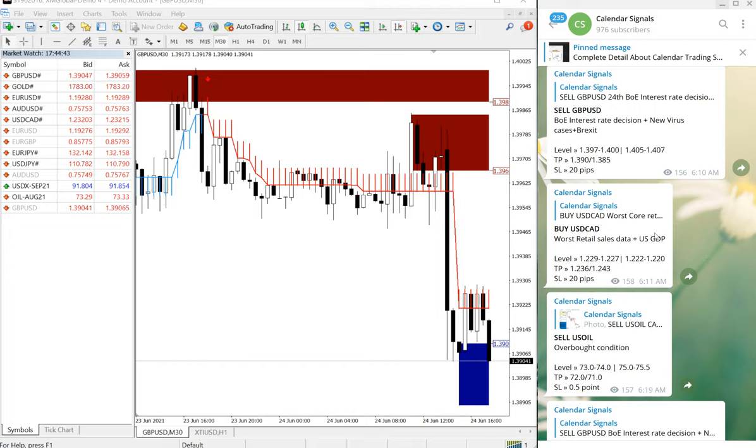We have also given the reason why we are giving the sell GBP signal, that you can see here: BOE interest rate decision, that is Bank of England interest rate decision, plus new virus cases and Brexit. So we predicted that these news will affect GBPUSD movement, we gave the sell signal, and precisely it performed. Sell GBPUSD from here all the way till here it performed.